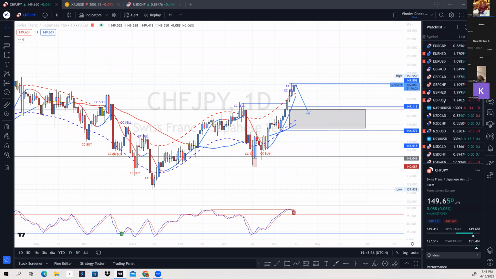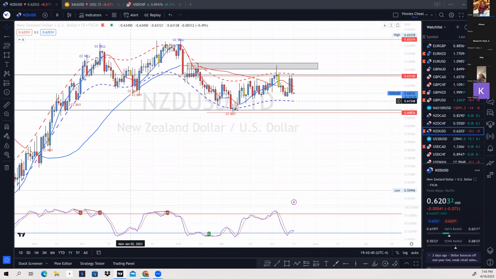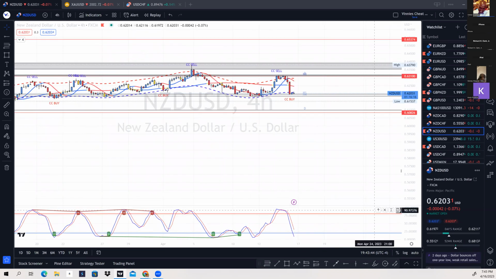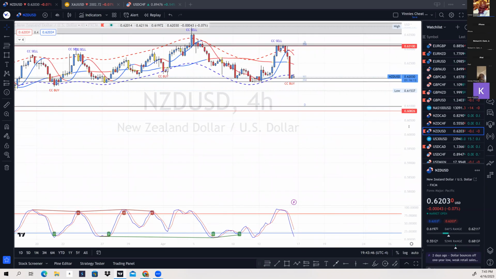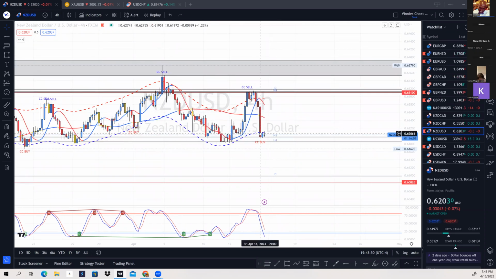Another pair I was looking at is NZD USD. Go down to the 4-hour time frame. This is going to be a temporary buy for price to go lower, okay? So we can look for price to buy, then we can look to sell NZD USD.